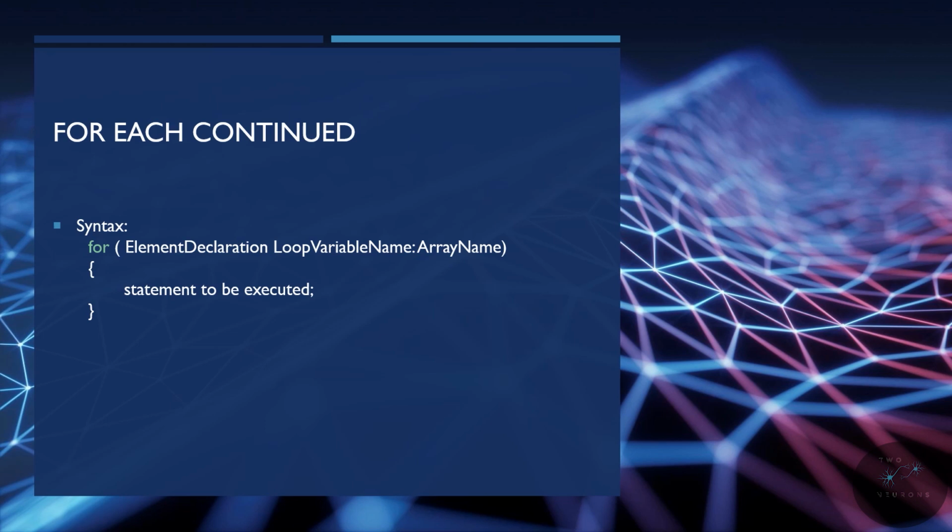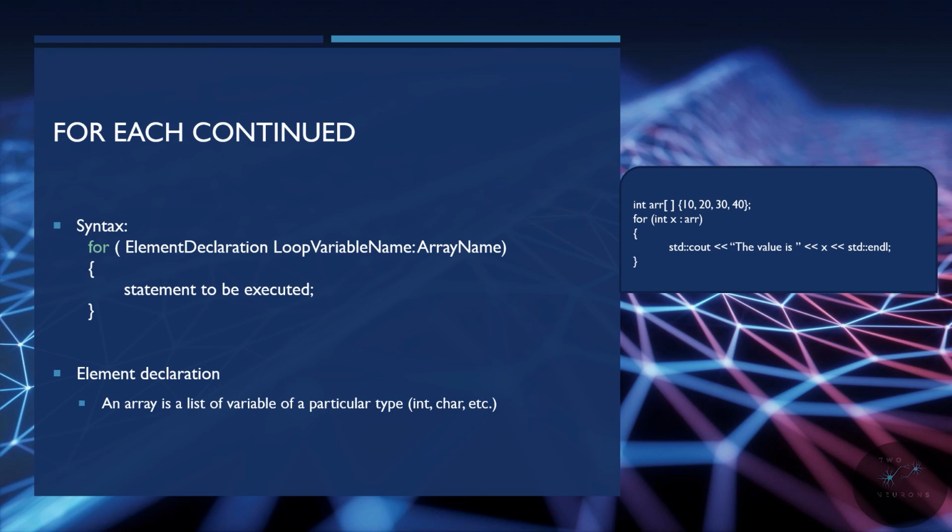Now, there are two ways to do our element declarations. The first way is to flat out state what that particular element is. So is it an integer? Is it a double? Is it a string? Is it a character? In our example, we have an integer based array called arr that stores 4 values: 10, 20, 30, 40. So our variable type is integer in this case, because that's what our array is, for int, and then we say a variable name x, run the loop the length of this array, and it will print out the value is, and then it'll print the value at that part of the array, and then go down to the next line. So if we ran this, it would print the value as 10, then 20, then 30, then 40, and the loop would break.